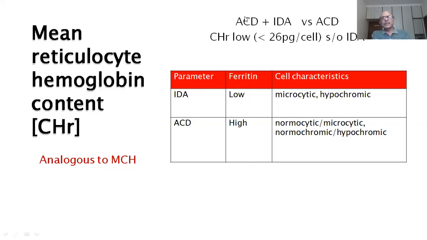Again, a simple example will illustrate this. If he has got inflammatory bowel disease, because of loss of blood in the gut, he will have iron deficiency anemia. Because of inflammation, he will have anemia of chronic disease. So if you want to know whether this patient has only iron deficiency anemia, only anemia of chronic disease, or a combination of both, one important parameter is CHR. If it is less than 26 picogram per cell, whether the patient has ACD or IDA, one thing is certain, this patient definitely has iron deficiency. So even if the ferritin is very high in this setting, you will still give the patient iron.